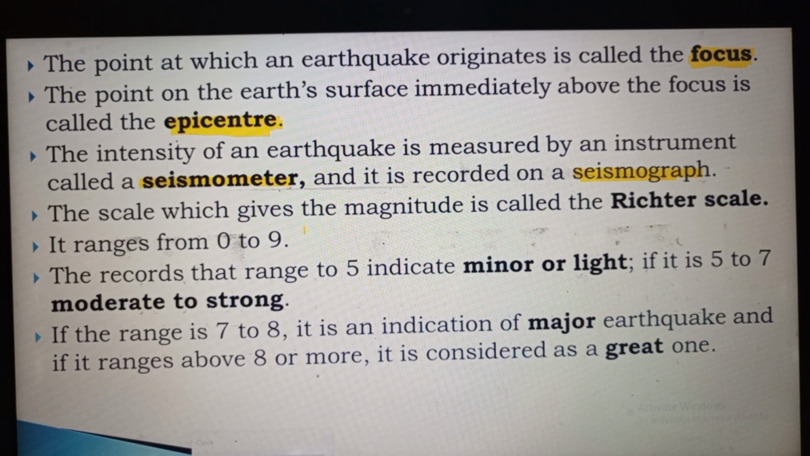The scale which gives the magnitude of the earthquake is called the Richter scale. So magnitude is measured on the Richter scale, the measuring instrument is called the seismometer, and it is recorded on the seismograph. The Richter scale ranges from 0 to 9.